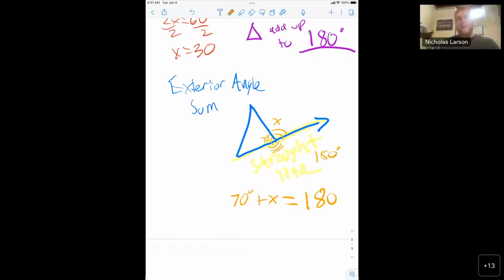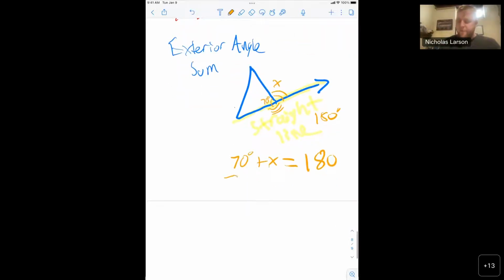line is 180 degrees. All I have to do is subtract 70 to get 110. So if we were trying to determine what's this angle right here, we would say it is 110 degrees because of the exterior angle sum.